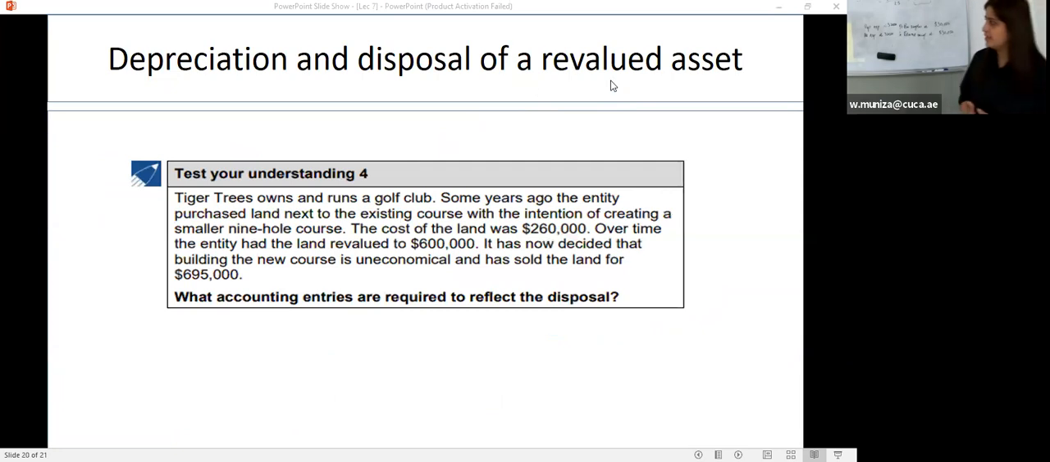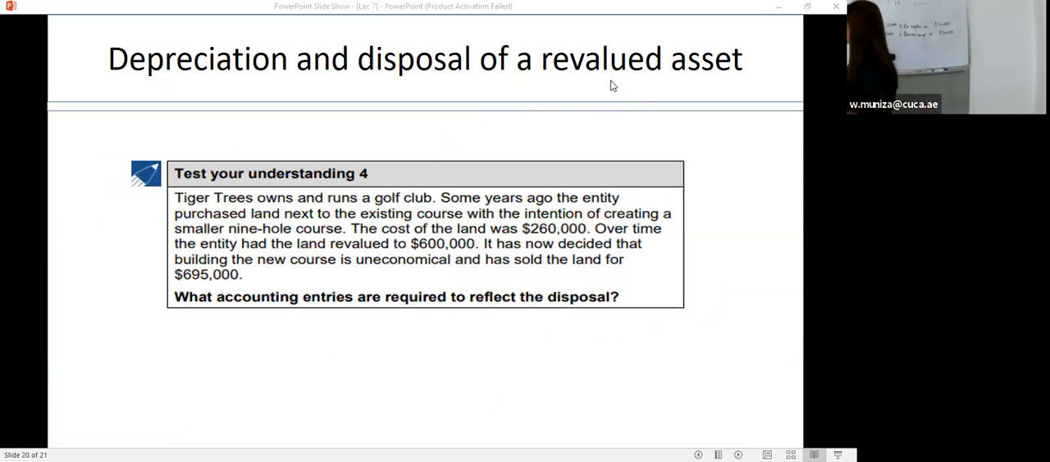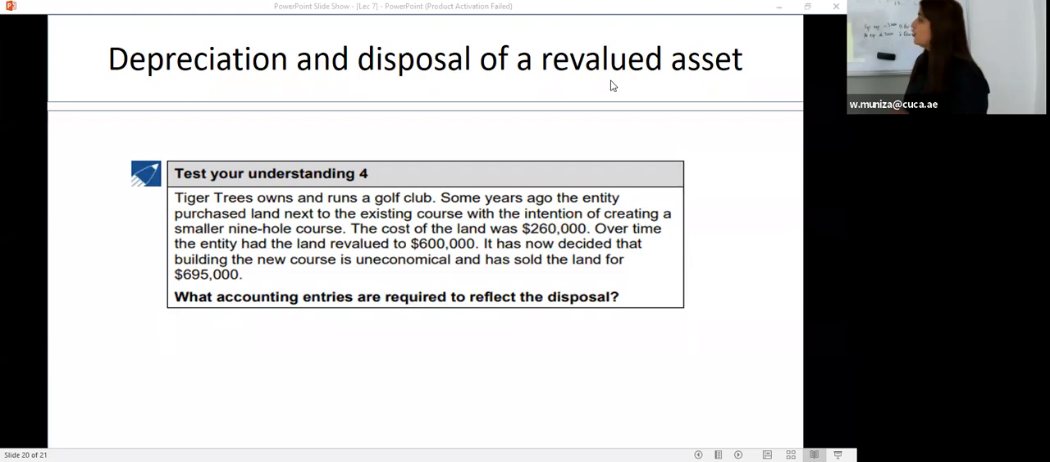Now understanding number 4 is there. What accounting entries are required to reflect this disposal? Tiger Trees owns and runs a golf club. Some years ago, the entity purchased land next to its existing course with the intention of creating a smaller 9-hole course. The cost of the land was 260,000. Over time, the entity had the land revalued to $600,000. It has now decided that building the new course is uneconomical and has sold the land for 695,000.